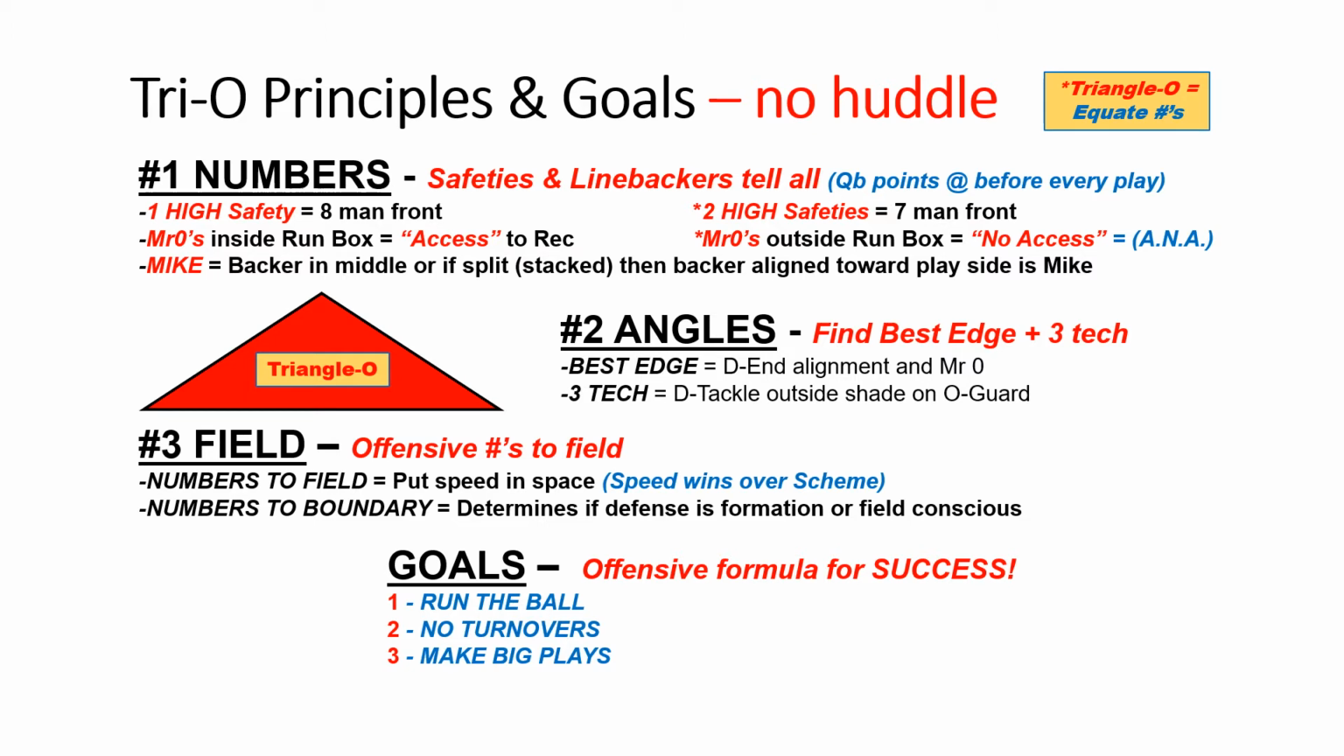Secondly, then we want to go look at those hanging outside linebackers on the edge of the box. We call those Mr. Zeros. Real simple, we use a process called ANA, access, no access. If the Mr. Zeros are inside the run box and not over the receiver, then we say we have access to throw and should be attacking such. If the Mr. Zeros are outside the run box over the receiver, then we say we have no access to throw. But that tells us then we have good numbers equated for blocking in the run box.